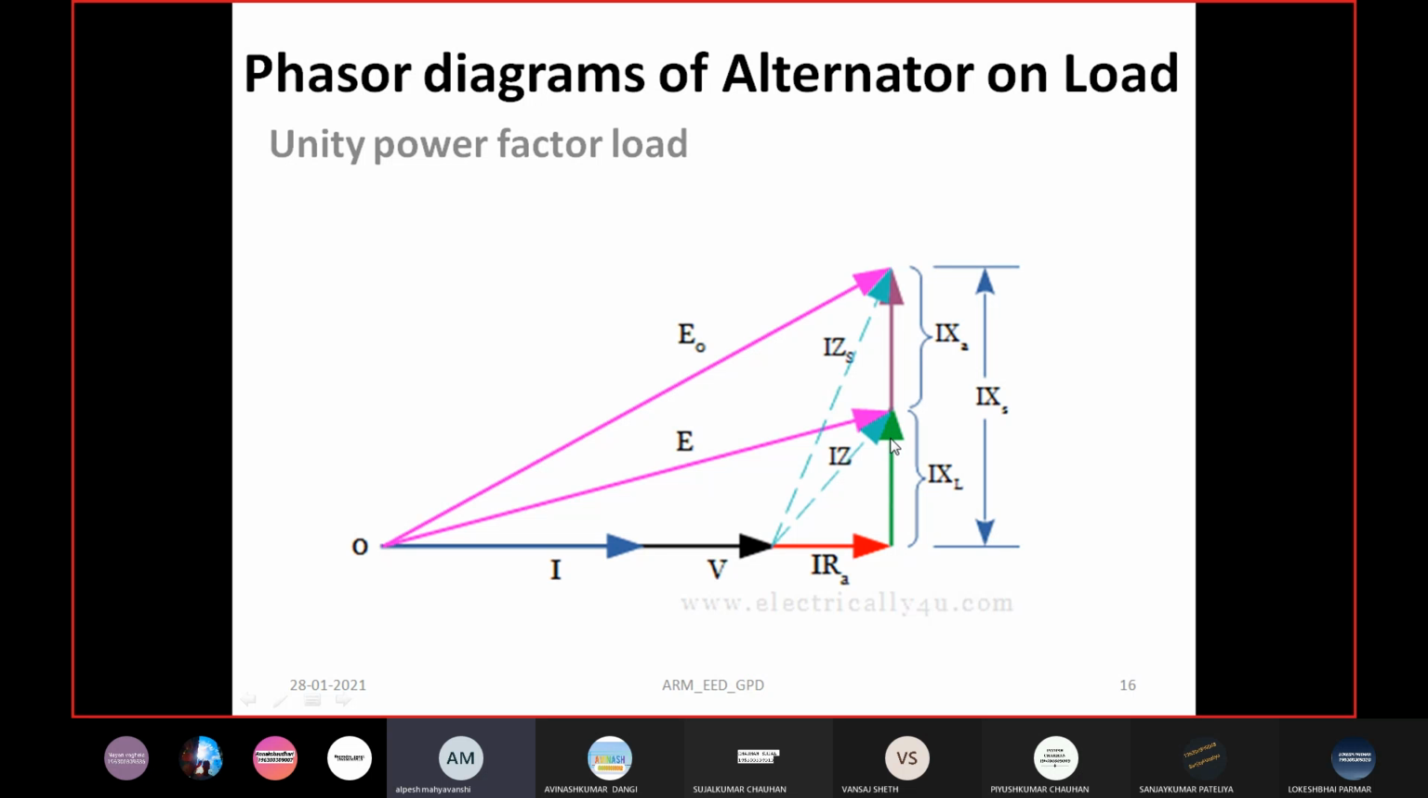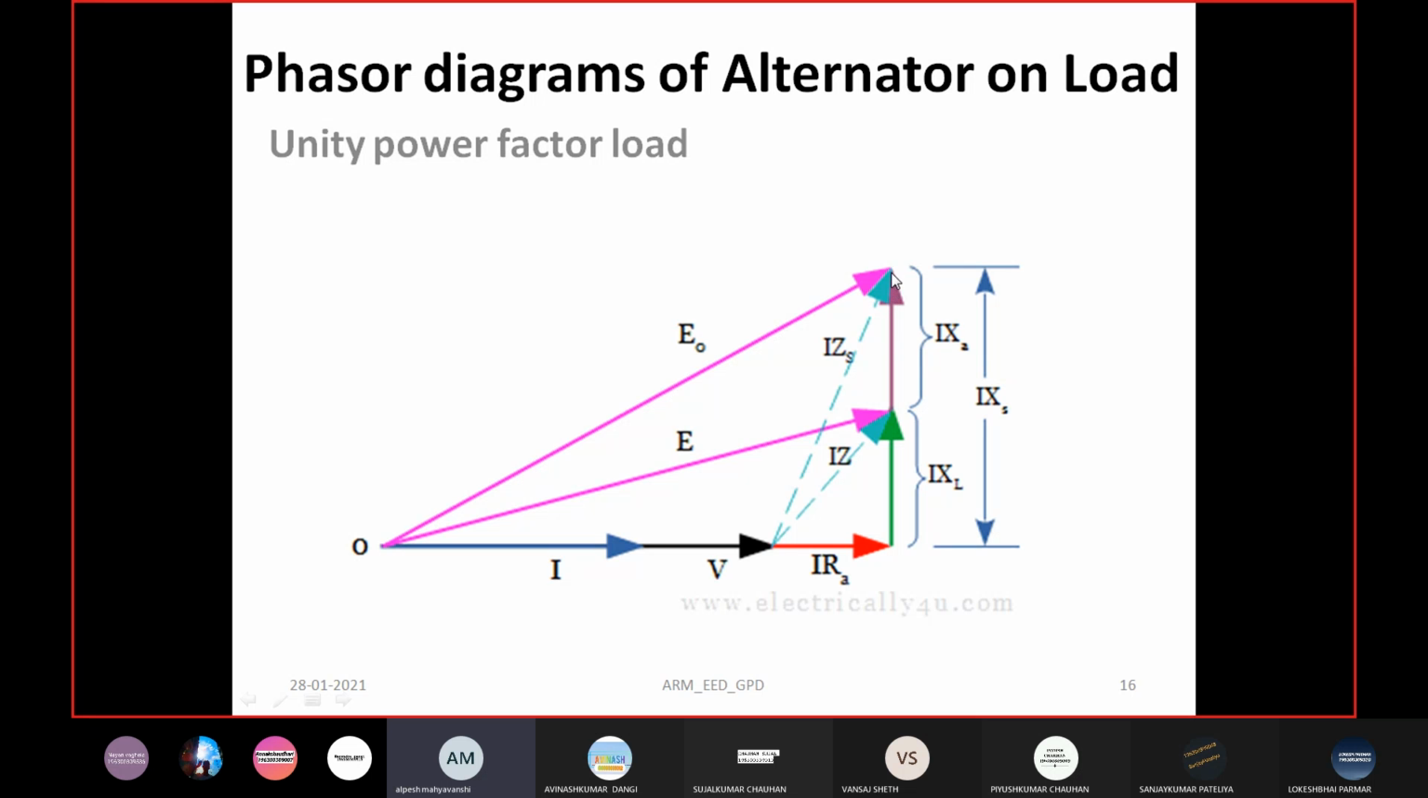Perpendicularly. Okay, so this is the armature leakage reactance drop. Now next is the armature reaction drop. This armature reaction drop is also drawn perpendicular to the armature ohmic drop, and it is added at the end point of the armature leakage reactance drop. So we have to add this IAXA phasor at this point, perpendicular to the IARA drop.